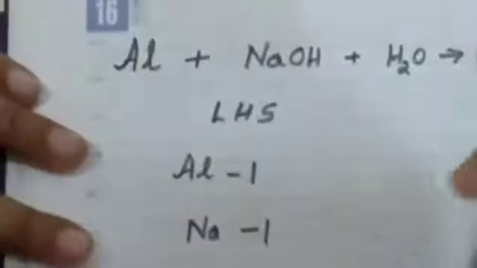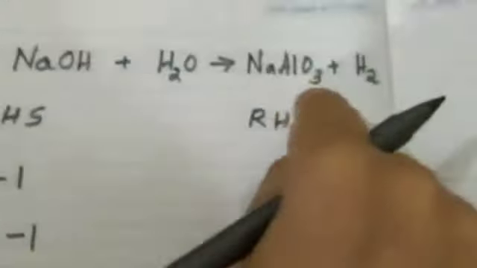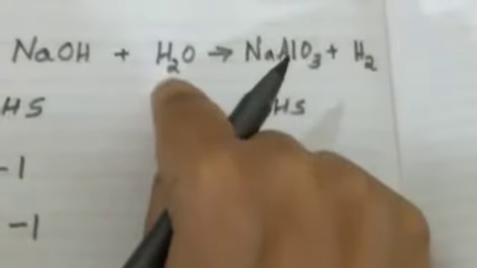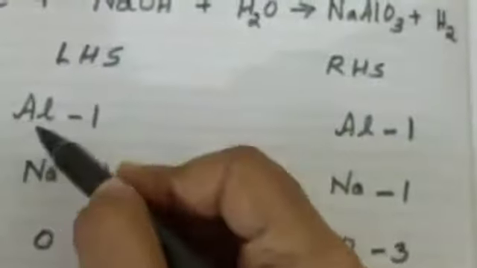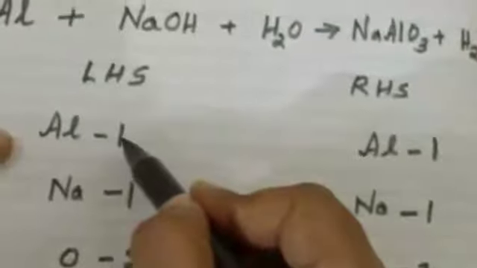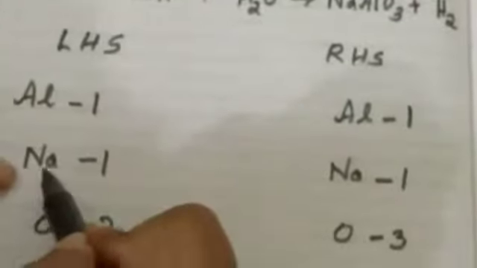Change the coefficients. No need to change the subscripts. Only change the coefficients. The subscript here is 2, this one is 3, this is 2. No need to change the subscript while balancing a chemical equation. So here, check the number of aluminum atoms: left hand side 1, right hand side 1, no need to change. Again sodium 1, here also 1, no need to change.